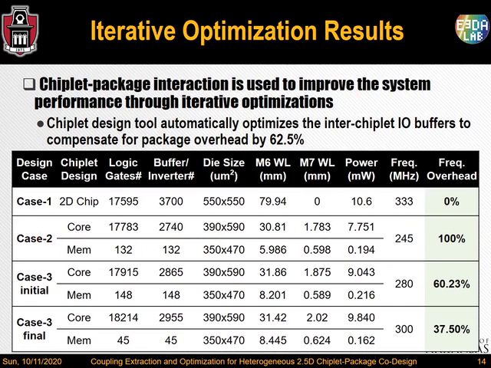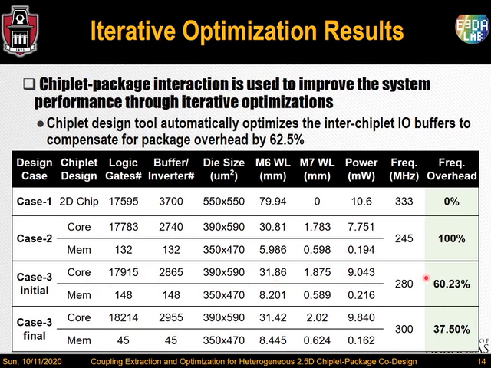Case 2 is a 2.5D implementation designed in the traditional die-by-die approach. Each chiplet is designed and optimized separately. Though each chiplet individually can operate at 333 MHz, due to package overhead, the complete system runs at a degraded frequency of 245 MHz. For the sake of comparison, we take this 88 MHz performance gap as the 100% frequency overhead of a traditional 2.5D system.